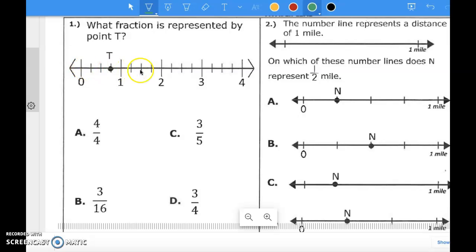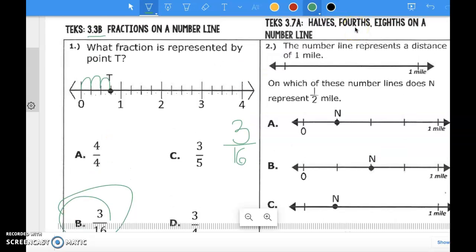First of all, I need to count all of my pieces here. So I'm going to count 1, 2, 3, 4, 5, 6, 7, 8, 9, 10, 11, 12, 13, 14, 15, 16. I have 16 little pieces, okay? And my letter T is in piece number 3. 1, 2, 3. Do I have this answer? Yes. This one.